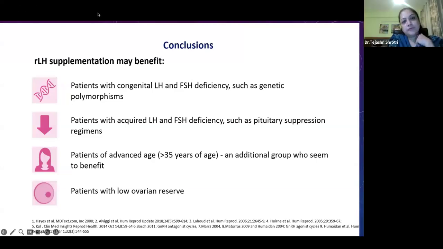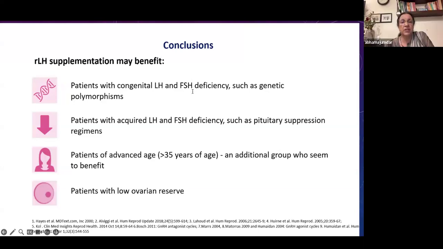Ma'am, one last question that we'll take: is there any indication for minimal stimulation protocol? I don't really do it. I'm not a proponent of minimal stimulation. I feel that the patient is spending everything on IVF, and if we keep her hanging that in 30% we'll have no oocyte retrieved, it doesn't appear fair to me.